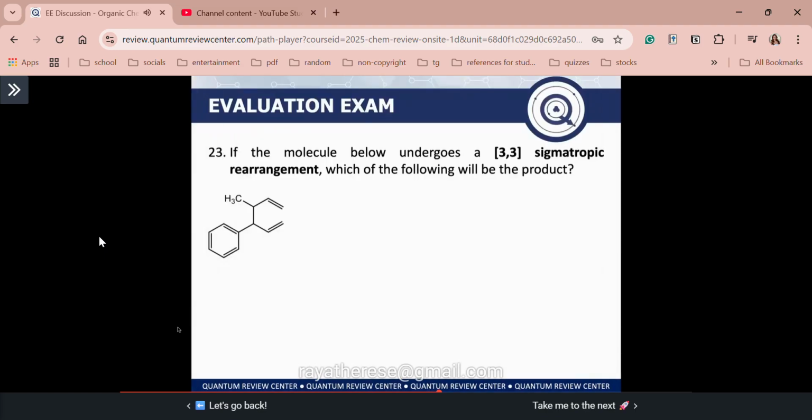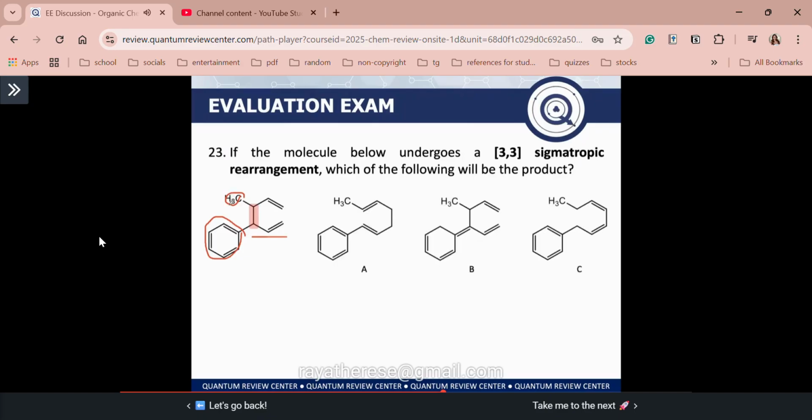If the molecule below undergoes a 3,3 sigmatropic rearrangement, which of the following will be the product? Class, again, for 3,3 sigmatropic rearrangement, always remember, that's just applicable for 1,5-diene. Sir, ito po ba is a Cope rearrangement? Yes. Okay, we will treat your phenyl and methyl here as substituents. Okay, so from the 1,1 position, so C1, C1, C2, C2, C3, C3 position, class, what should be the answer? Remember, migration lang po yan ng sigma bonds across the pi bond. Okay, so answer here is letter A.